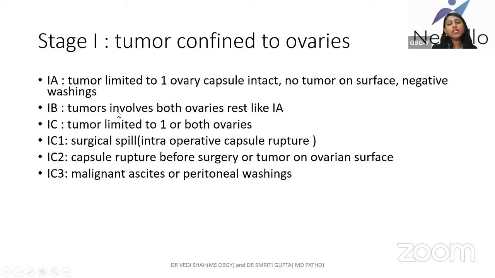1B is where the tumor involves both the ovaries, and again the capsule is intact, there is no tumor on the surface of the ovary, and the washing is negative. 1C is where the tumor is limited to one or both ovaries, wherein C1 includes the surgical spill, that is, intraoperative rupture of the capsule might take place. C2 is where the capsule ruptures before surgery or there is tumor on the surface of the ovary. And lastly, we have C3, where the malignant ascites or the peritoneal washing is positive.